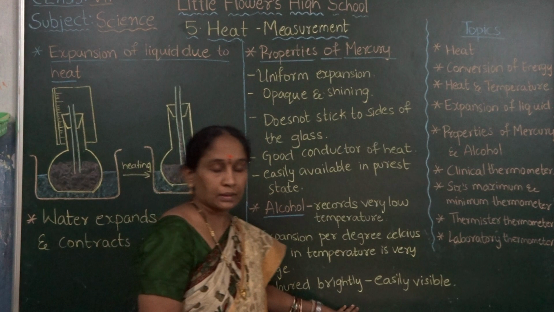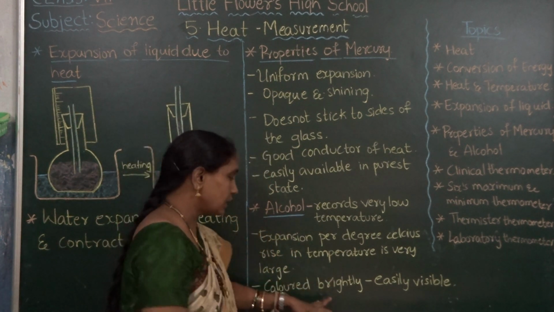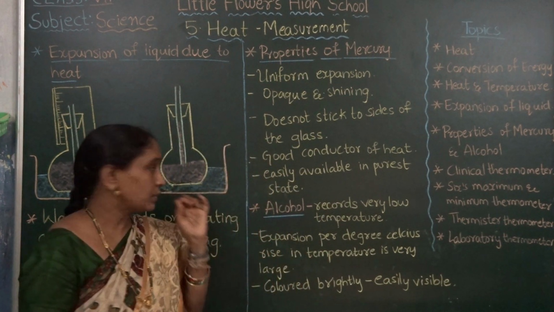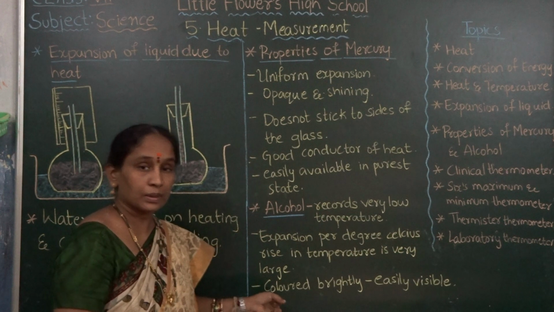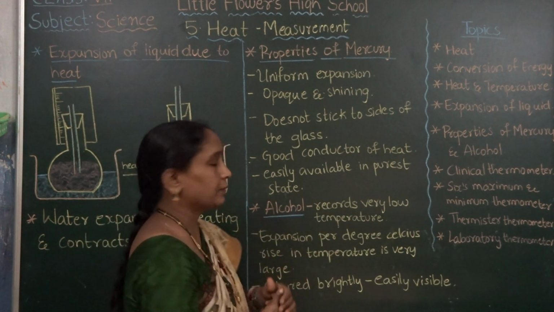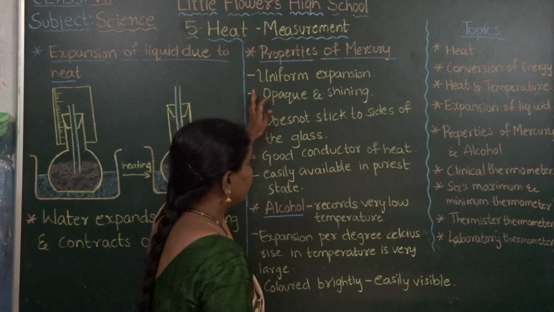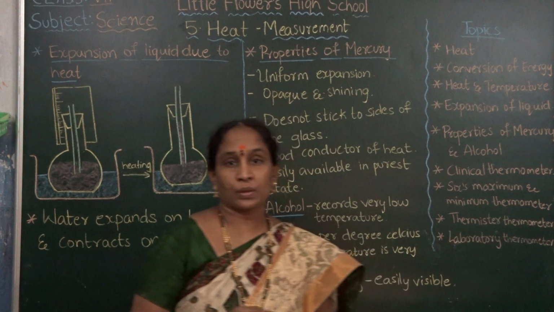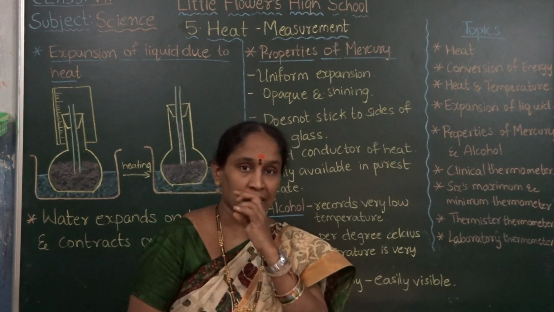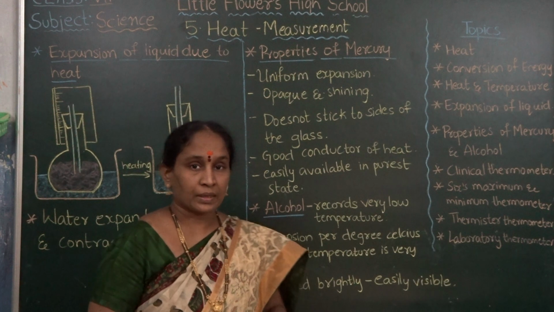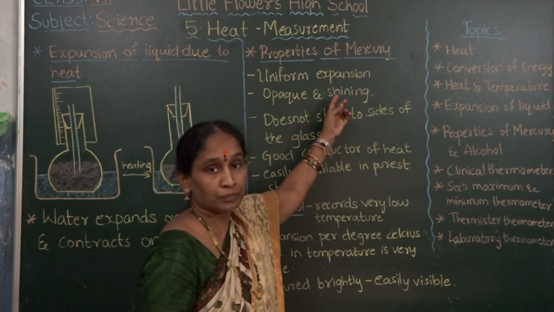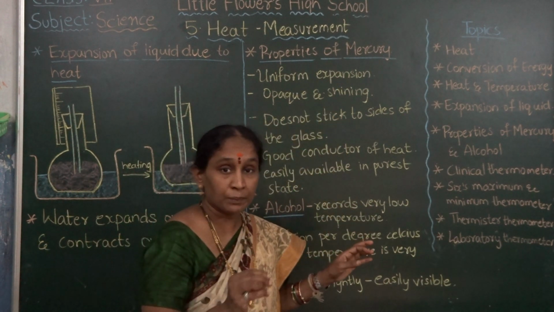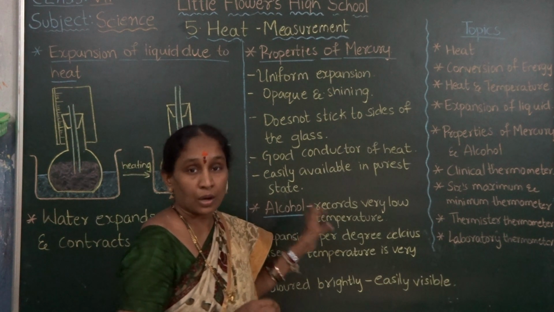Next, alcohol is brightly colored, so it is easily visible. These are the properties of mercury and alcohol. These two are thermometric liquids, used to measure temperatures, lower or maximum. Maximum temperature is measured by using mercury, and lower temperatures are measured by alcohol.